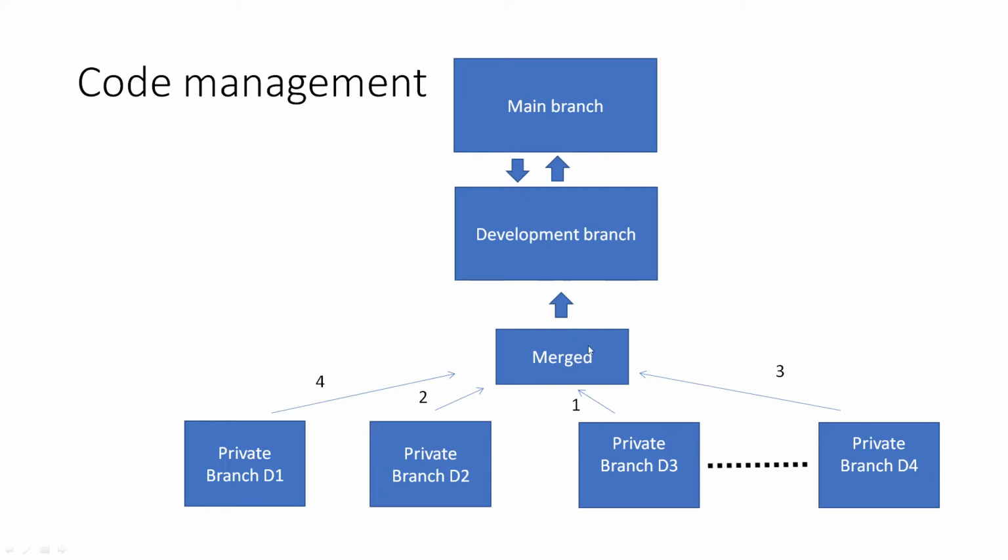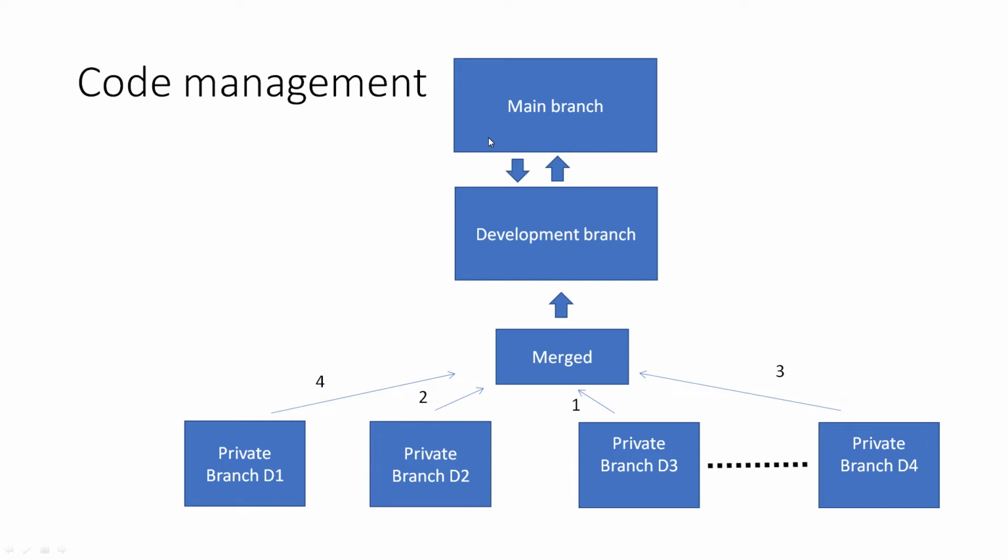This code will be merged, and then the merged code will be merged with the development branch, right? Once the merged code is available in the development branch, it will be merged to the main branch. This main branch will be used for deploying or installing in the client system, right? This is the simple code management system.